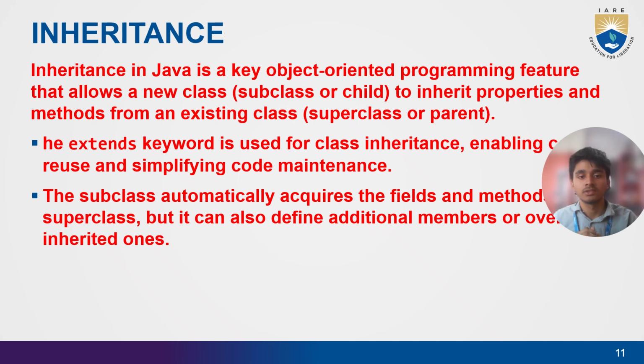Inheritance. Inheritance in Java is a key object-oriented programming feature that allows a new class, a subclass or child class, to inherit properties and methods from an existing class, a superclass or parent class. The extends keyword is used for class inheritance, enabling reuse and simplifying code maintenance. The subclass automatically acquires the fields and methods of the superclass, but it can also define additional members or override the inherited ones.